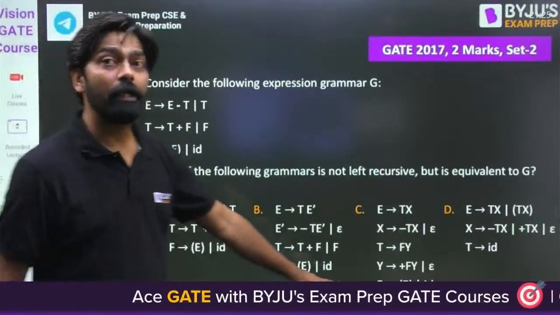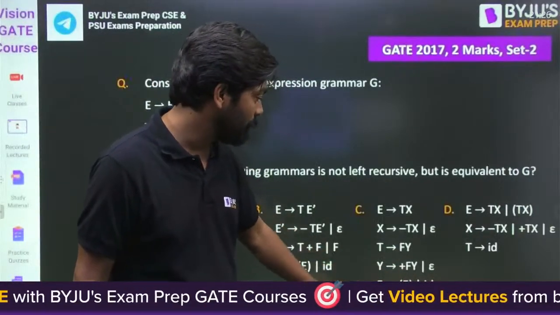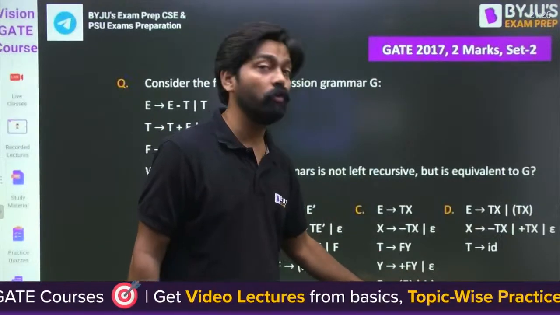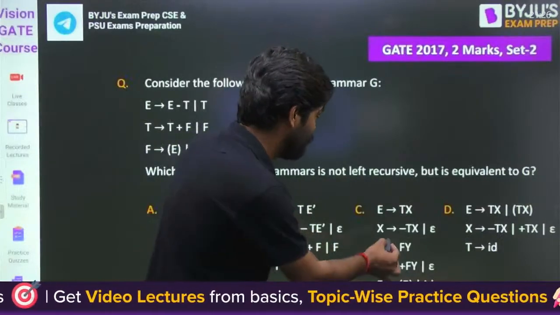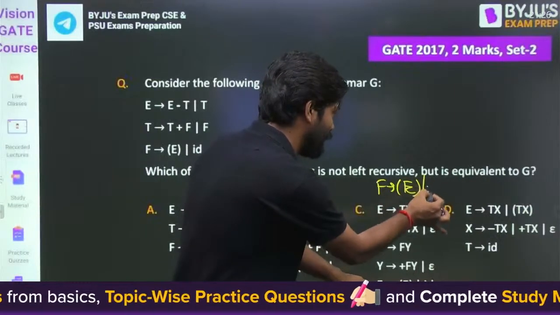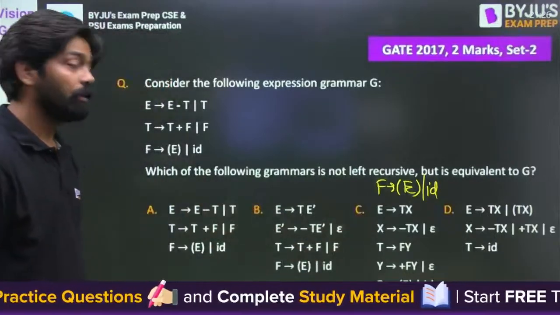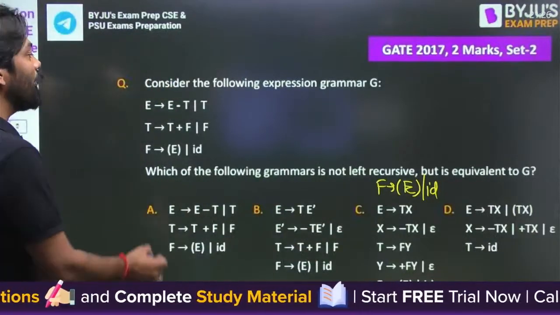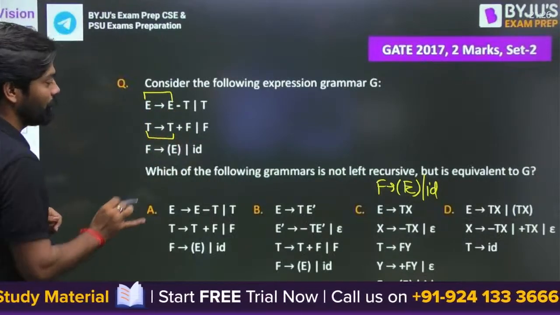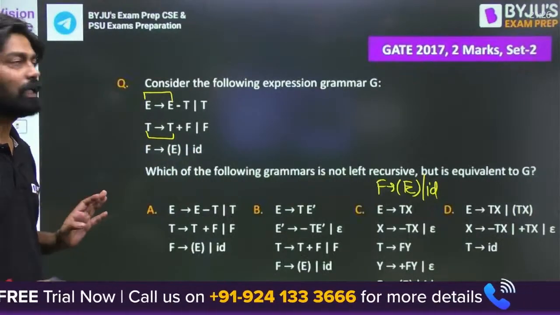Here the option is not clearly visible. So Y goes to plus FY or null, and F goes to opening bracket E, closing bracket, or id. I'm writing here. Fine. That is the option. Okay. Someone is telling C. See clearly here. This grammar here has left recursion. Fine. Here no problem. In the third one, no problem here.